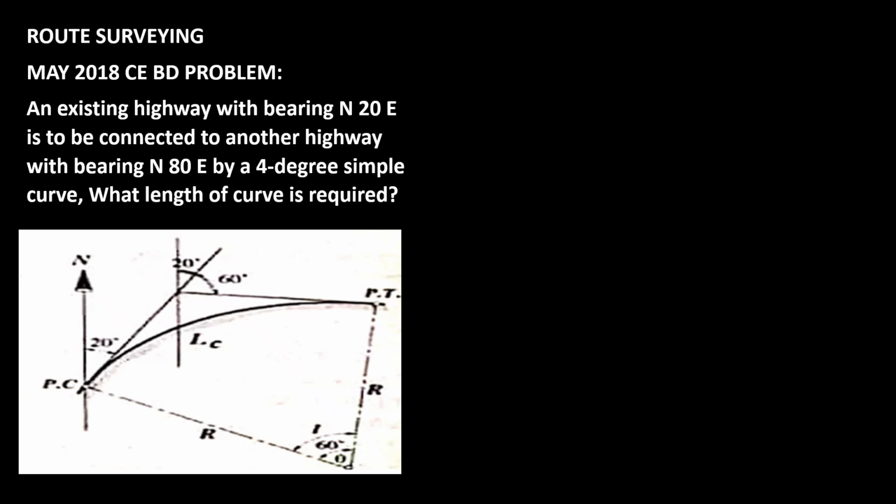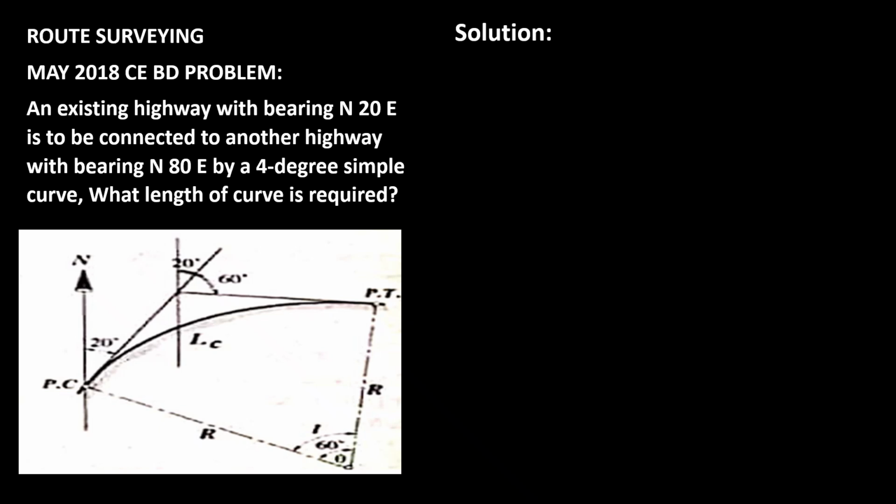Now going back to the figure, as we can see, the radius is unknown, but the degree of the curve is given. I think we can calculate this using the arc basis so that we can solve for the radius of the curve. And that formula would be R is equal to 1145.916 over D. So let us try to solve now the problem.